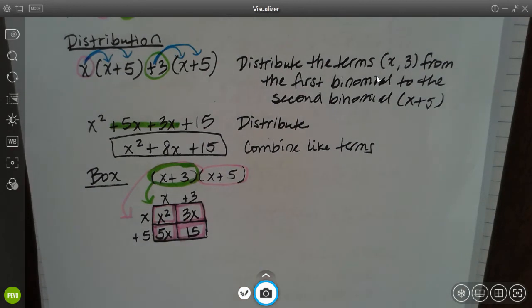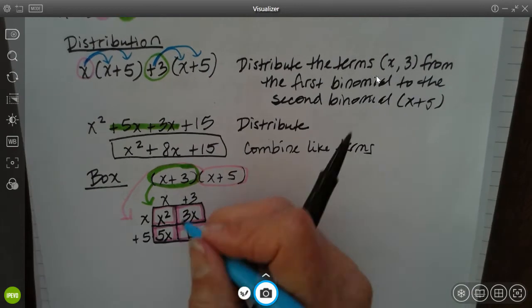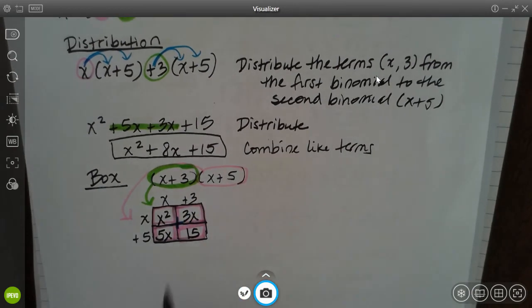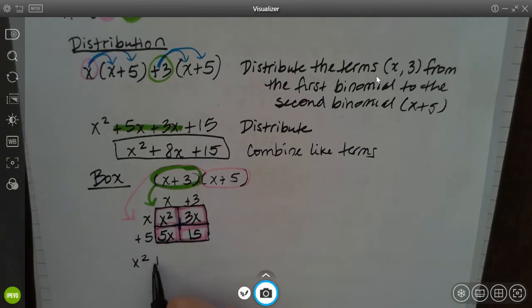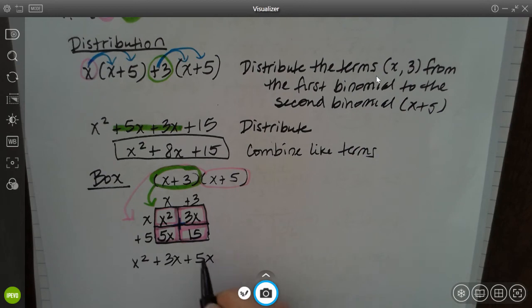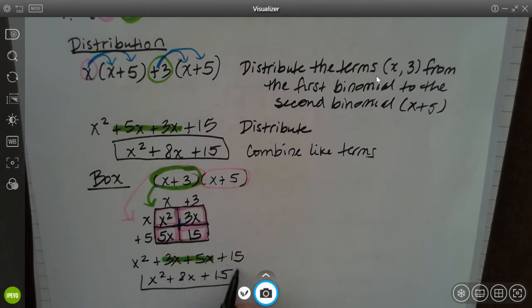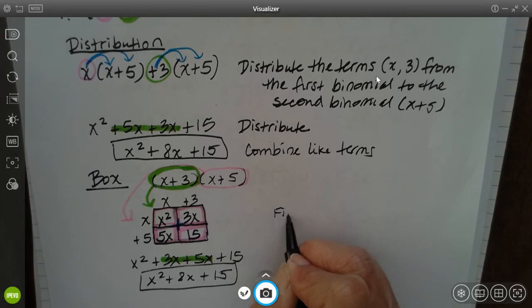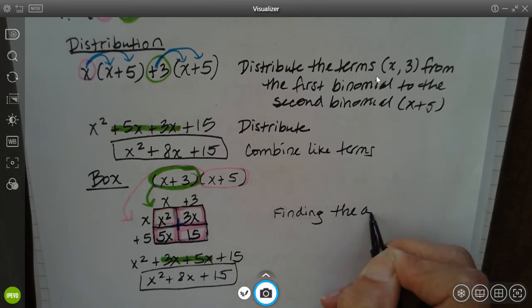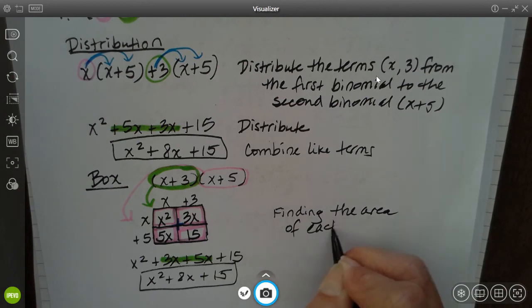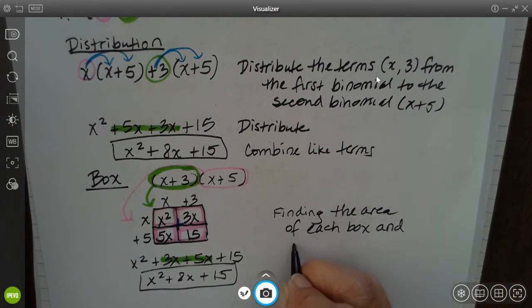So now that we've done all the multiplication, we found the area of the 4 boxes. If I want to know what all of it is added together, you add them together. X squared, this is a 3x, so it's a plus 3x. This is a positive 5x, and this is 15. Same answer as we did before. So x squared plus 8x plus 15. Now what the box does is you're finding the area of each box and then adding them together.